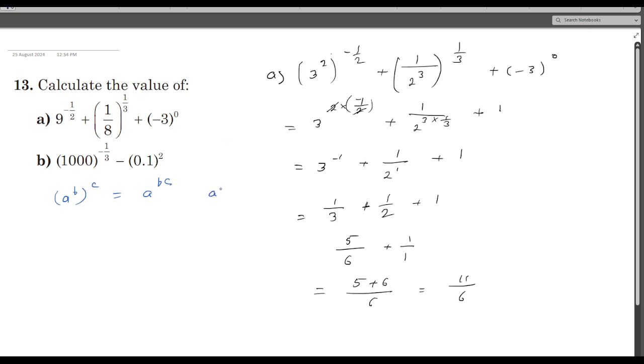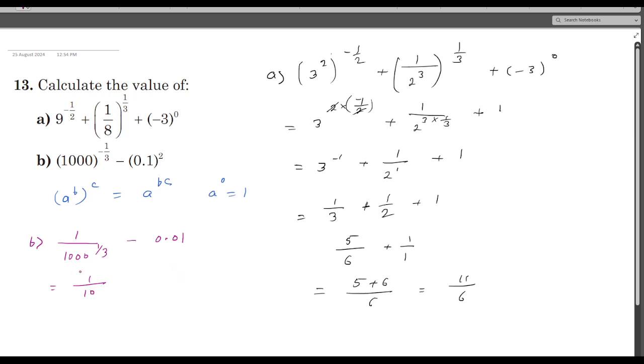Then anything power 0 is equal to 1. That's it. These are the rules which we applied here. Now question number B, 1000 power minus 1 upon 3. So 1000 power minus 1 upon 3 is nothing but 1 divided by 1000 power plus 1 upon 3, minus 0.1 square is nothing but 0.01. Okay, so this is 1 divided by, now 1000 power 1 upon 3 will give you 10.